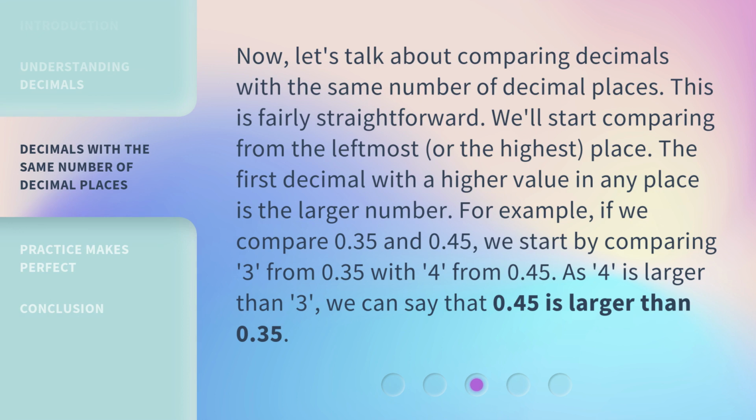Now, let's talk about comparing decimals with the same number of decimal places. This is fairly straightforward. We'll start comparing from the leftmost, or the highest, place. The first decimal with a higher value in any place is the larger number. For example, if we compare 0.35 and 0.45, we start by comparing 3 from 0.35 with 4 from 0.45. As 4 is larger than 3, we can say that 0.45 is larger than 0.35.